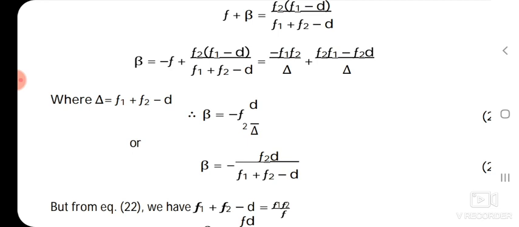But from the above equation we can say that F1 plus F2 minus D is equal to F1 F2 divided by F. So beta is equal to minus F D divided by F1.